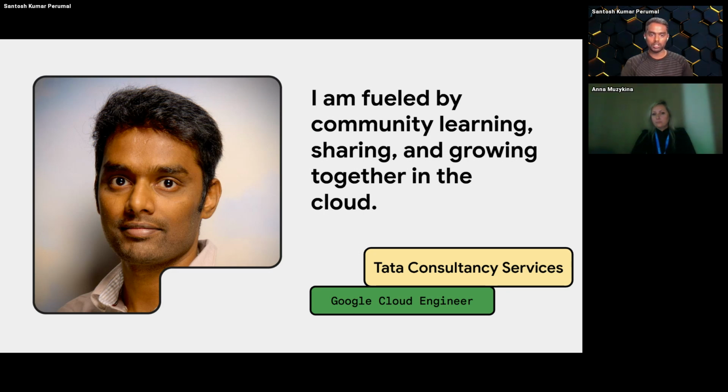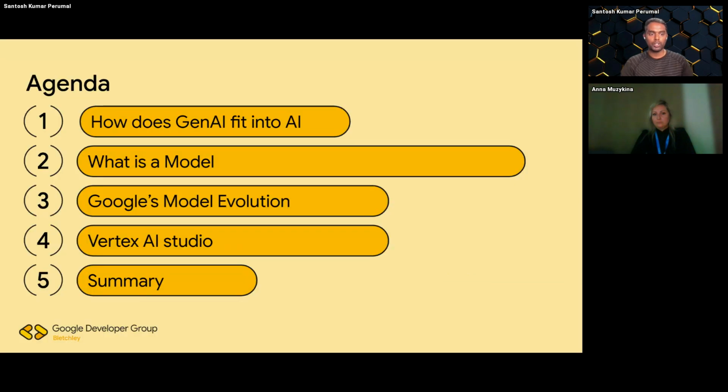So this is a quick introduction about myself. Going to today's agenda, we'll be starting with the basics of what AI and ML are, what the different types of ML learning are, and then how model evolution took place. When I say model evolution, we'll mainly be focusing on foundational models, specifically Google foundational models.